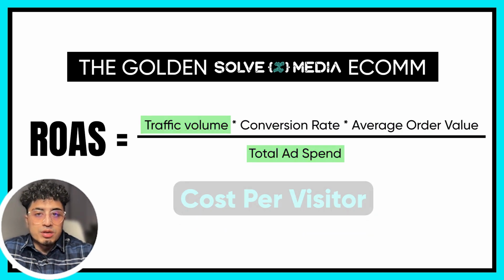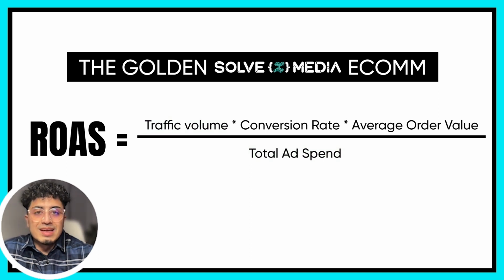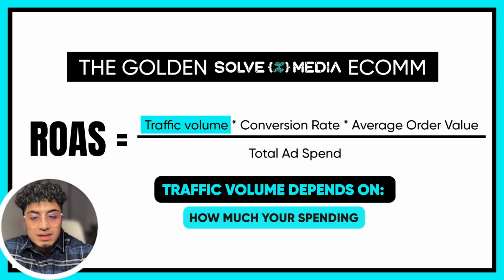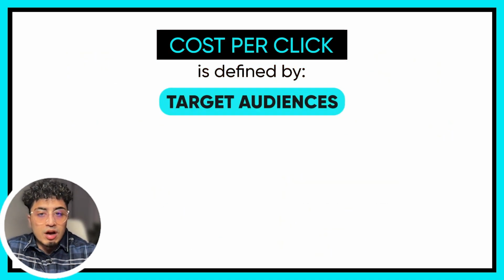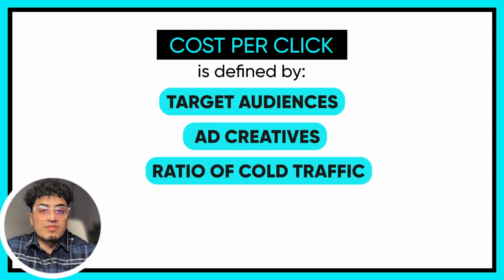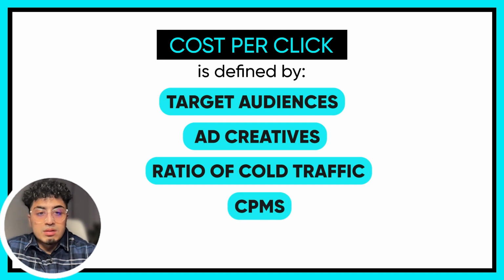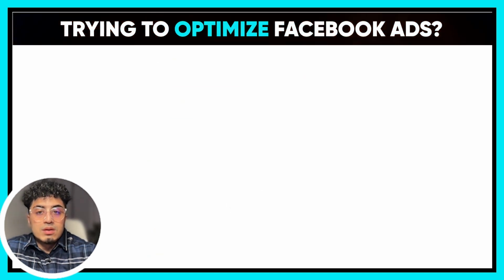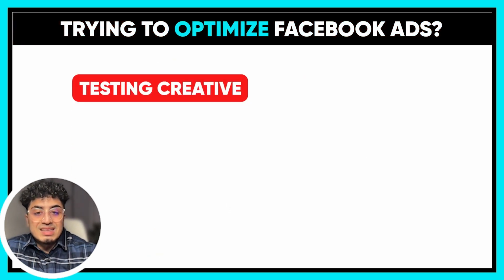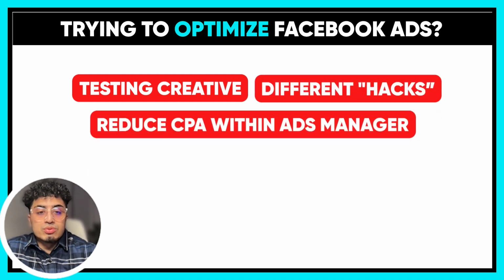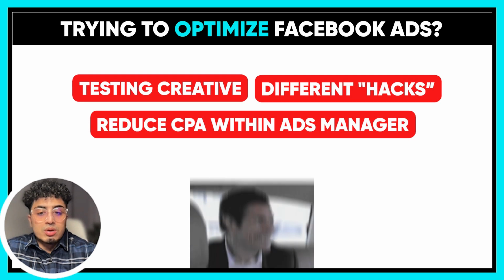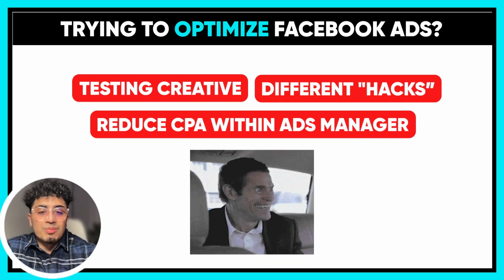Every brand and marketer focuses on one part of the equation, and that is traffic volume. Traffic volume comes down to how much you are spending and what your cost per click is. Now, cost per click is further defined by the audiences you're actually targeting, your ad creatives, the ratio of cold traffic to retargeting spend, CPMs, click-through rates, and the list goes on. Trying to optimize Facebook ads, testing creatives, using a million different hacks and scaling techniques, and trying to reduce your CPA within your ads manager will start to drive you crazy at one point.